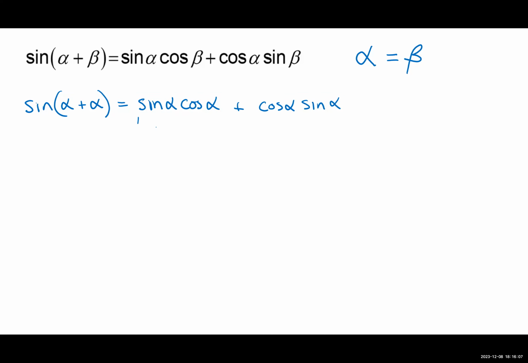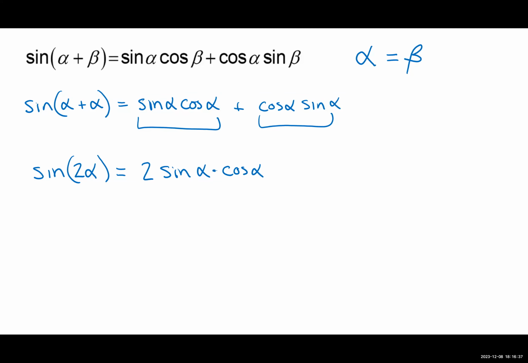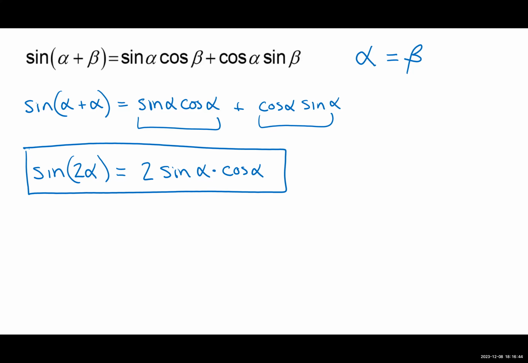So each of these terms, this one and this one, is a sine times a cosine. The first one's sine times cosine, the second one's cosine times sine. Order doesn't matter. So we get the sine of alpha plus alpha, which is 2 alpha, is equal to 2 times the sine of alpha times the cosine of alpha. And this is the double angle formula for sine. So it's really just a special case of the sum formula. When the two angles are the same, you get this. And this is the first double angle formula, the double angle formula for sine.